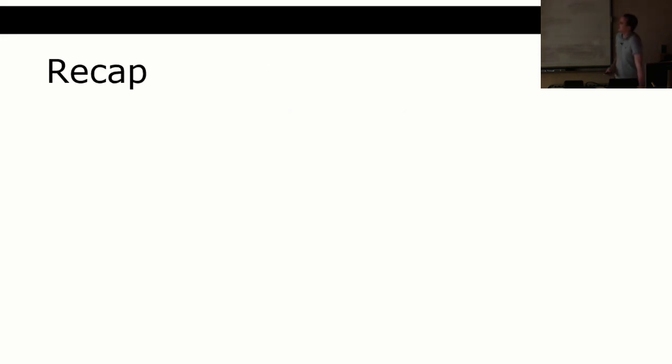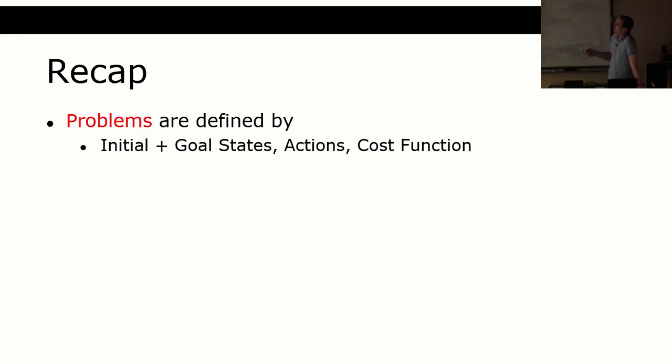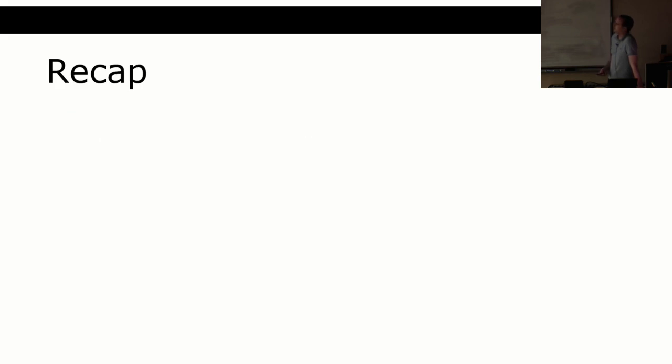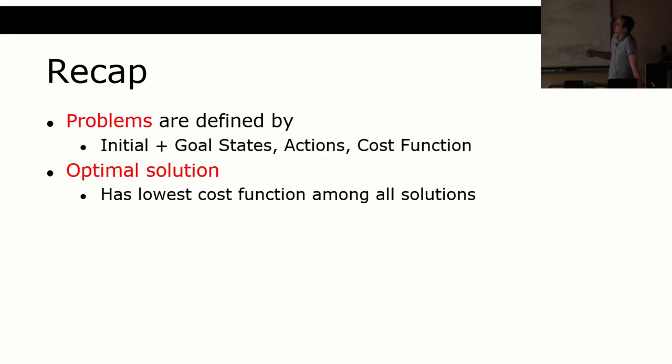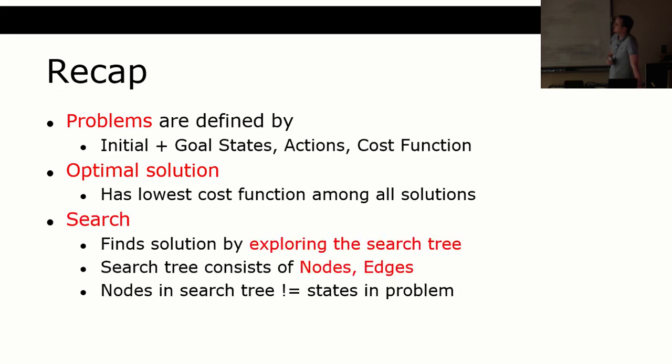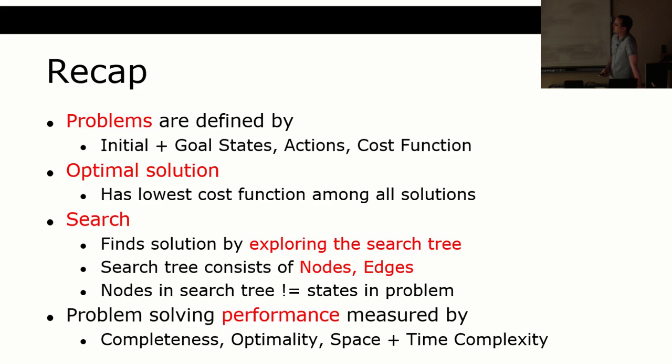Just as a quick recap so far, problems are defined by the initial and goal states, the actions, and the cost function. The optimal solution has the lowest cost of all solutions. Search finds a solution by exploring the search tree, which consists of nodes and edges. And remember that nodes in the search tree are not the same as states in the problem. Problem-solving performance is measured by completeness, optimality, space, and time complexity.